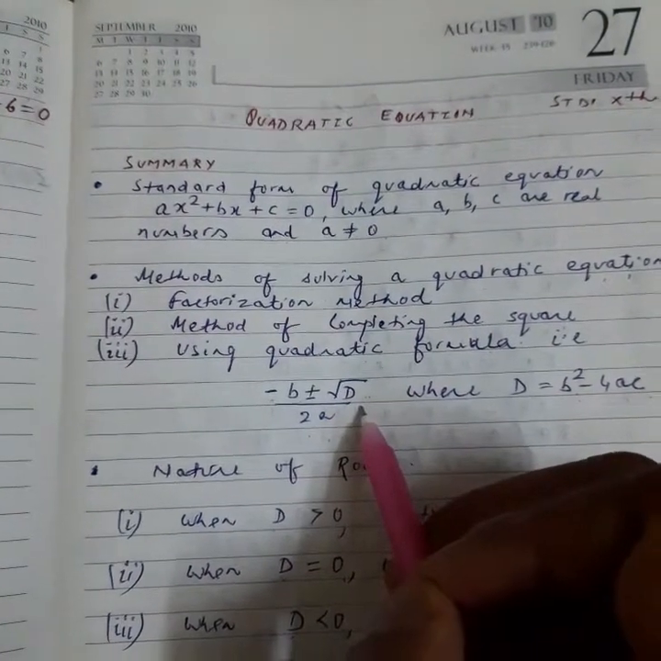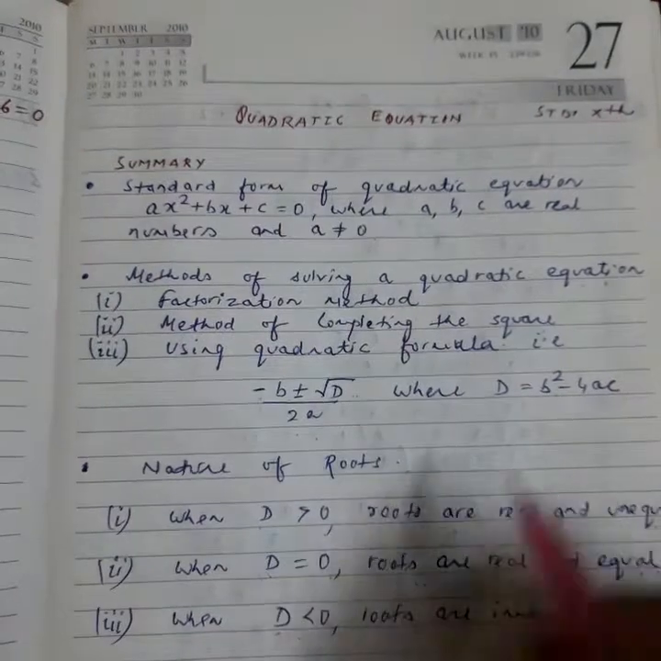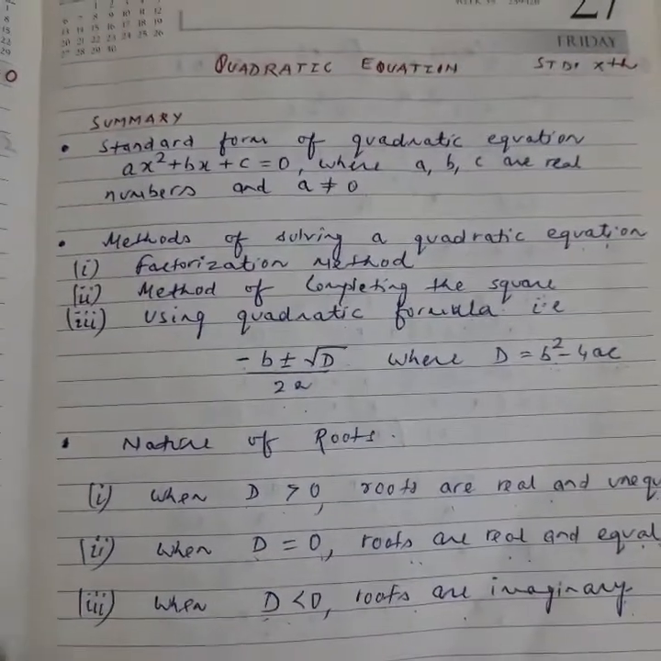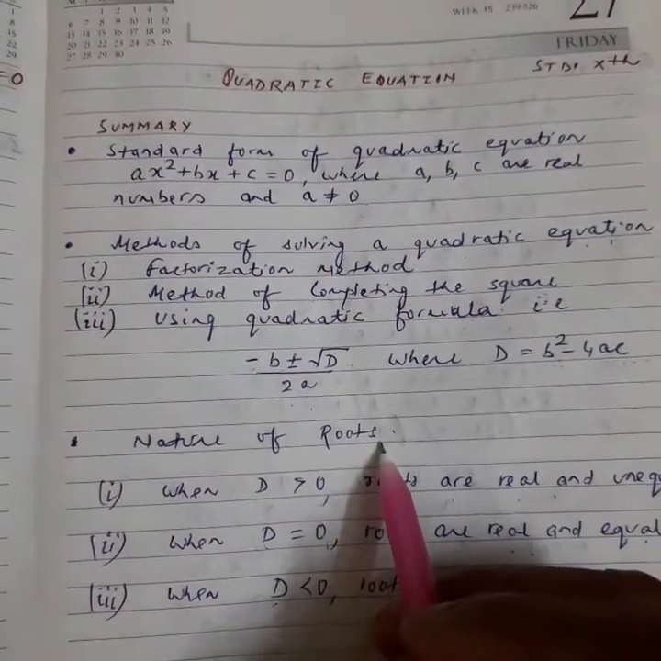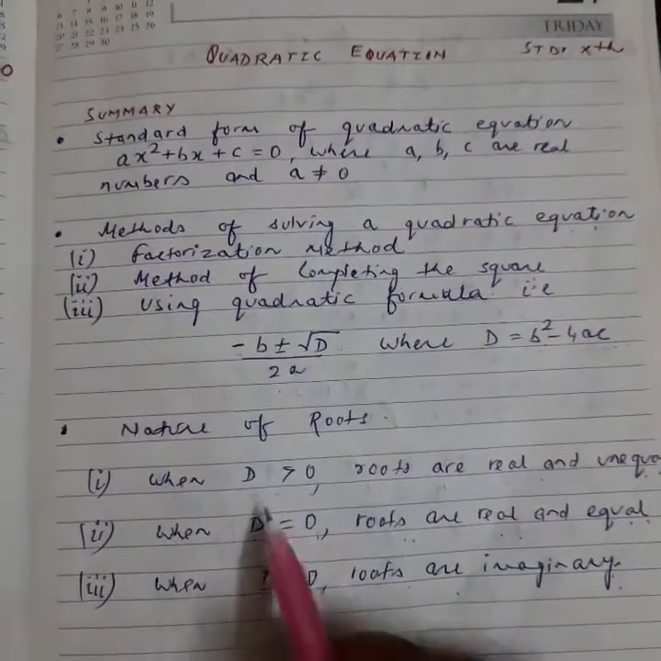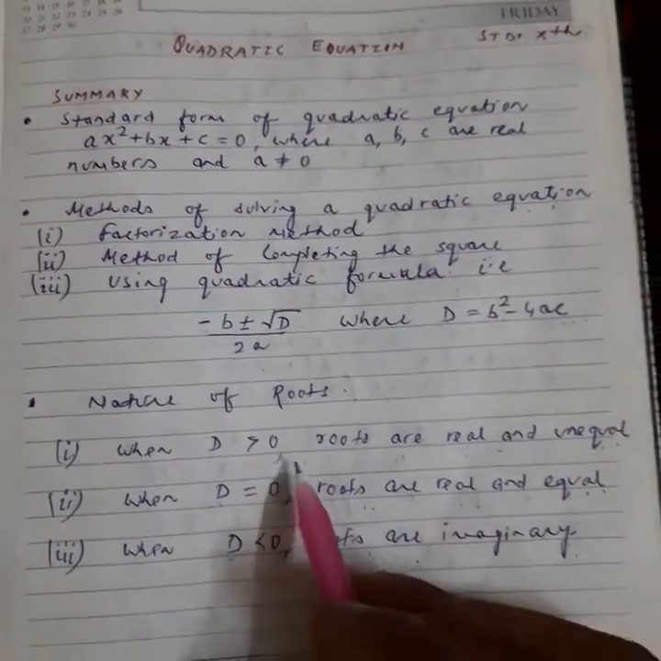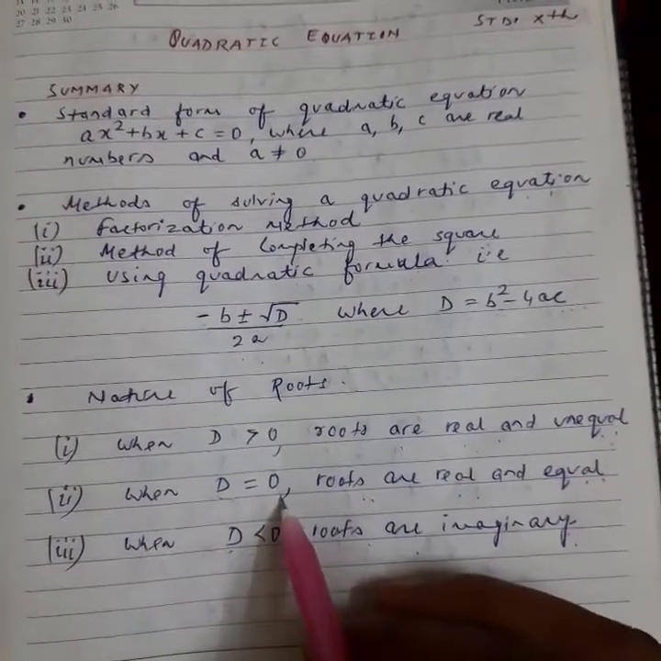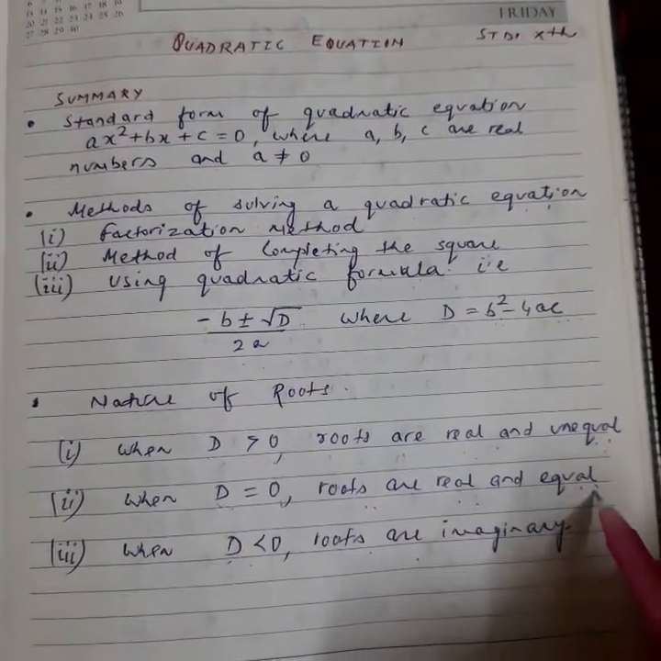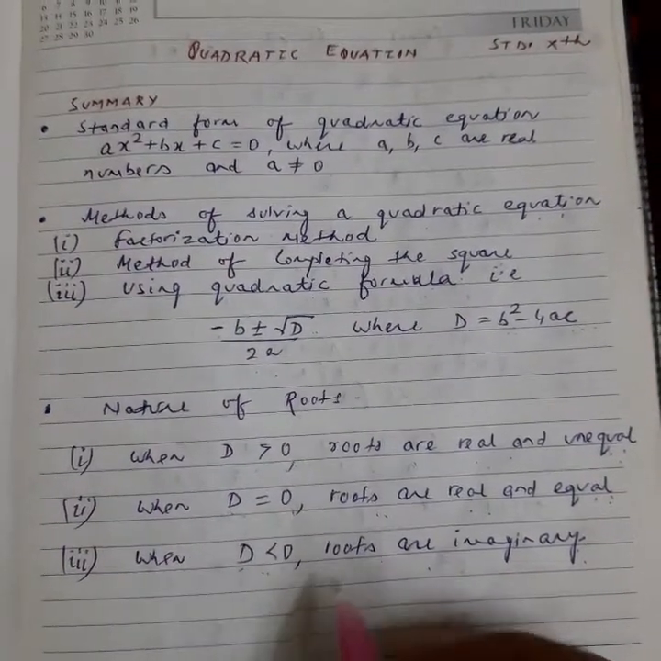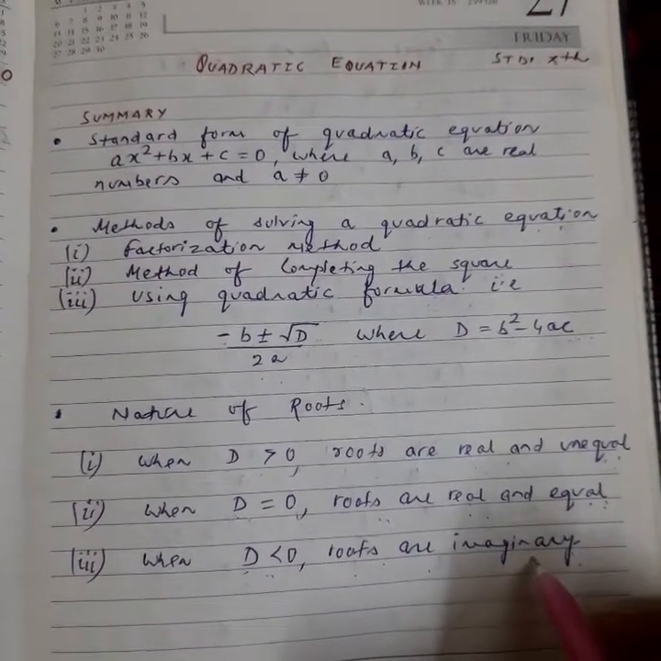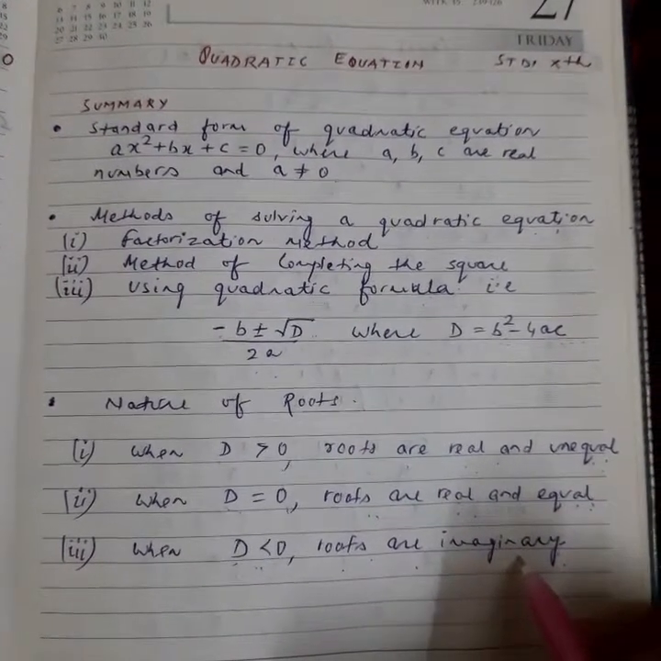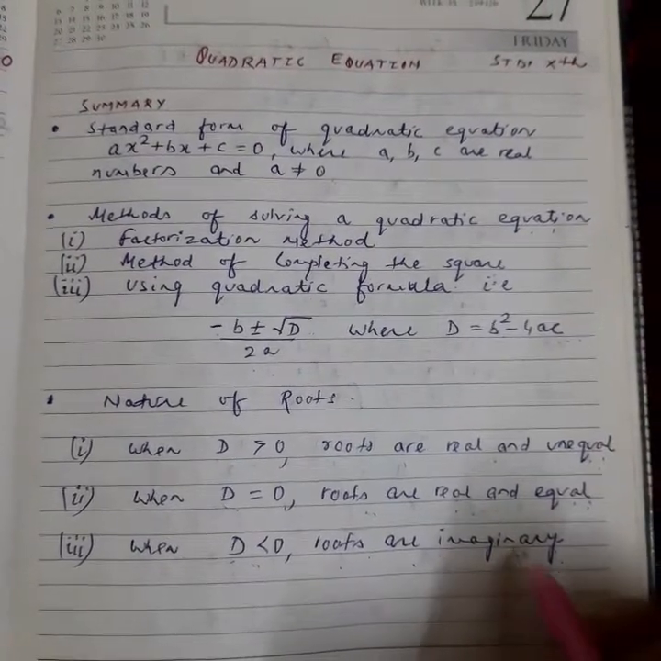And this d is called the discriminant, which can be calculated by the formula b square minus 4ac. Lastly, we have discussed the nature of roots, which is based upon the discriminant. That is, if d is more than 0, roots are real and unequal. If d equals 0, roots are real and equal. And if d is less than 0, roots are imaginary, which is unreal. So this summary will help you in solving the problems of quadratic equations.